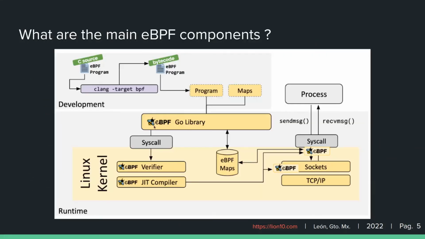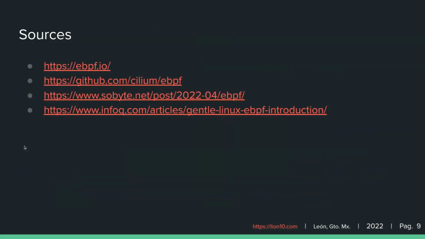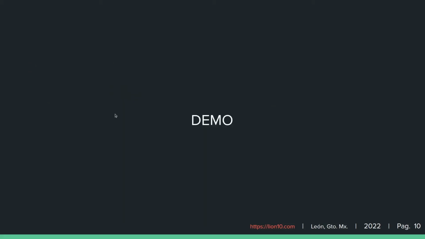Here we have our Go library, which is a wrapper, and we can access maps and observe system calls and whatnot. That's pretty much the theoretical piece of it. Now let's go ahead and look at a demo.